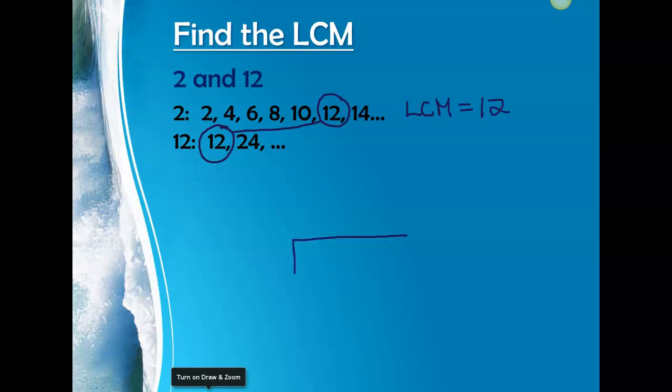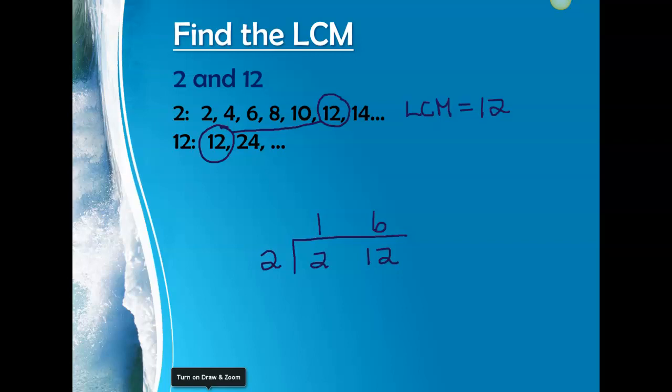We can also use a factor ladder just like we did with finding GCF. We set everything up the same way, so we put both of the numbers inside the bracket, and then we look for a common divisor. Both 2 and 12 can be divided by 2, so we'll go ahead and do that. And then I look at 1 and 6. The only common factor they have is 1, so I know that I'm finished.